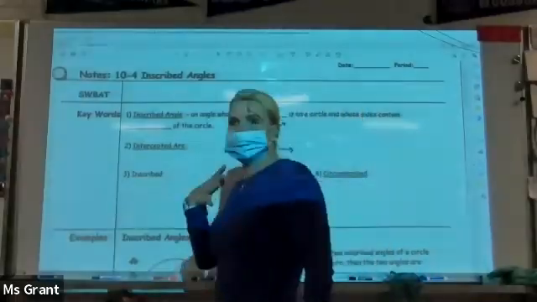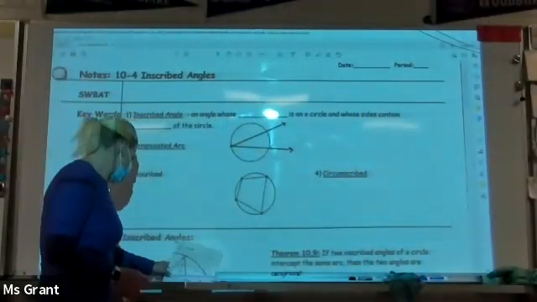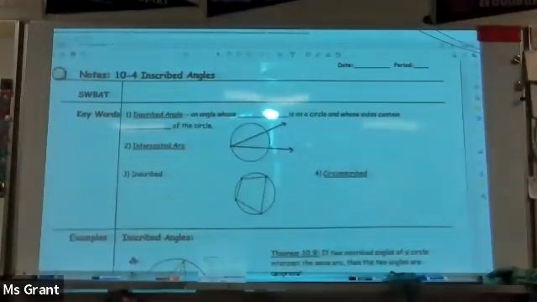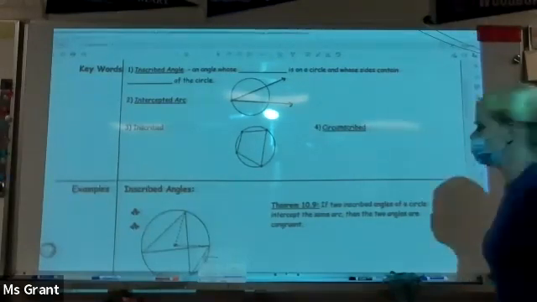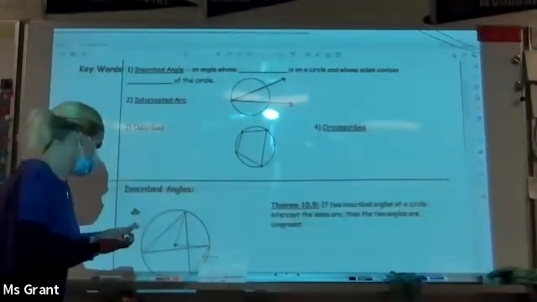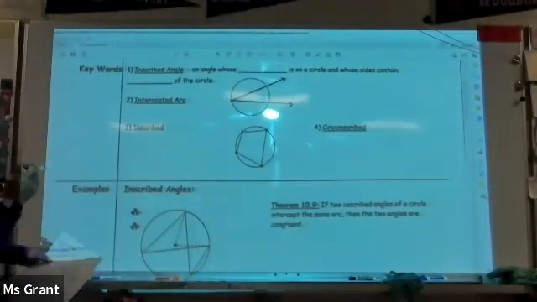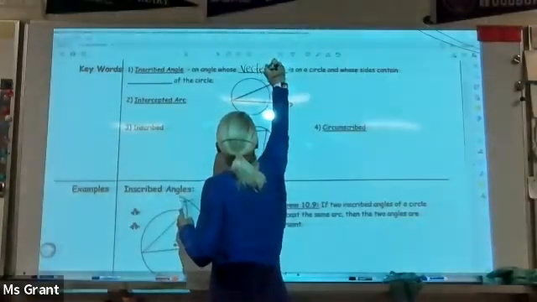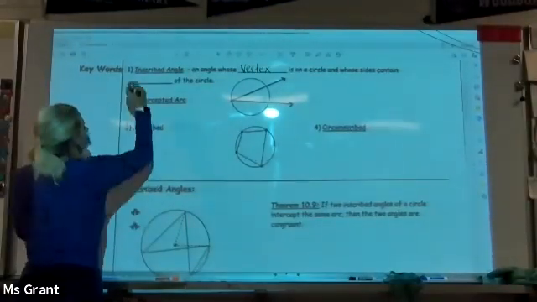Inscribed angles. So I'm going to have an angle inside of a circle, right? I want to talk a little bit about definitions because that really will help you. An inscribed angle is an angle whose vertex is on the circle and sides contain secants of the circle.